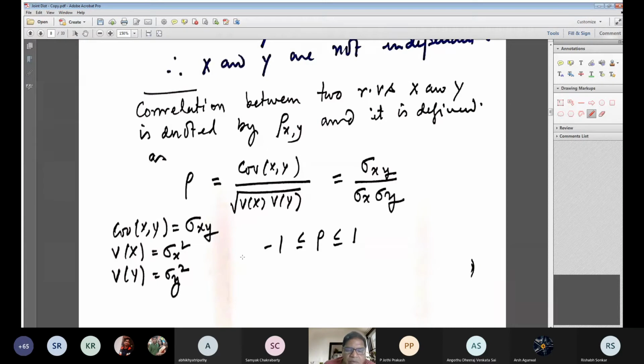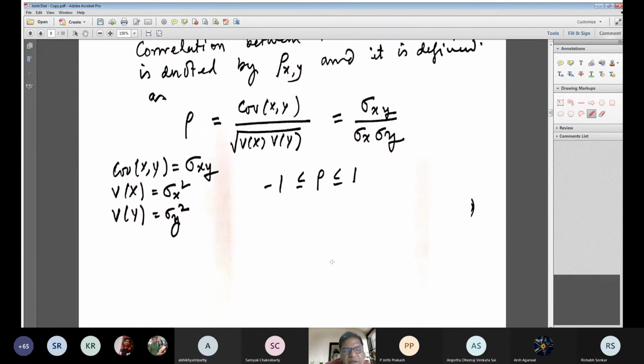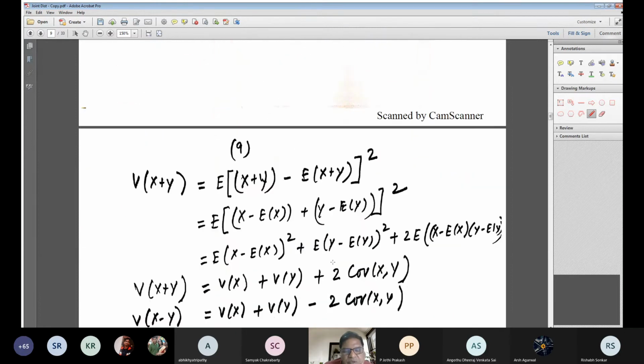The result for rho is that it lies between -1 and 1. There is a proof that the correlation coefficient between x and y always lies between -1 and 1, and we will prove that result.